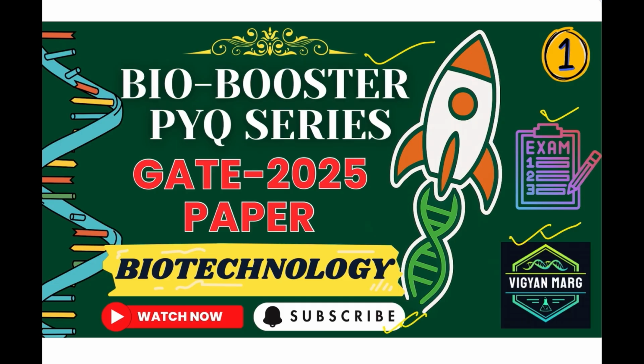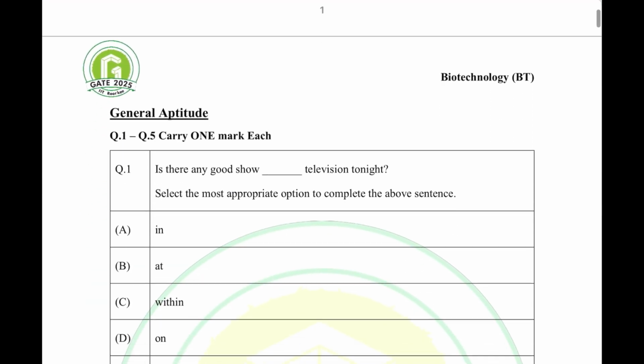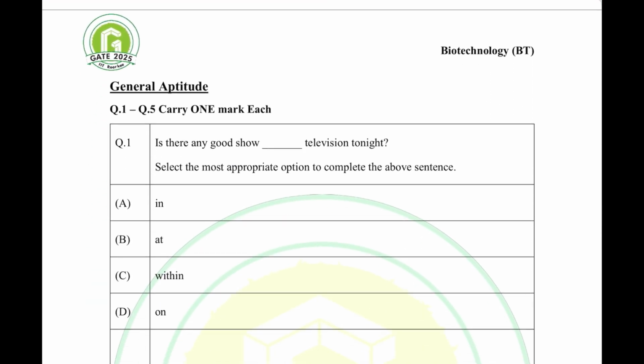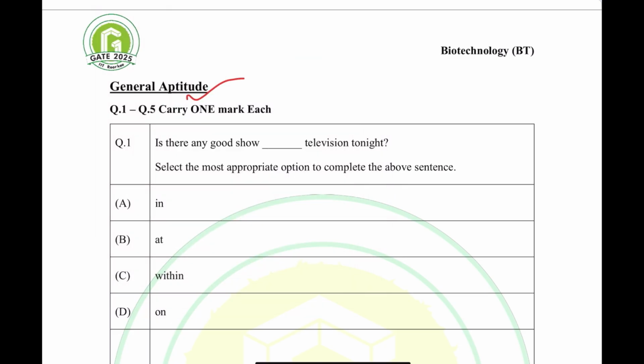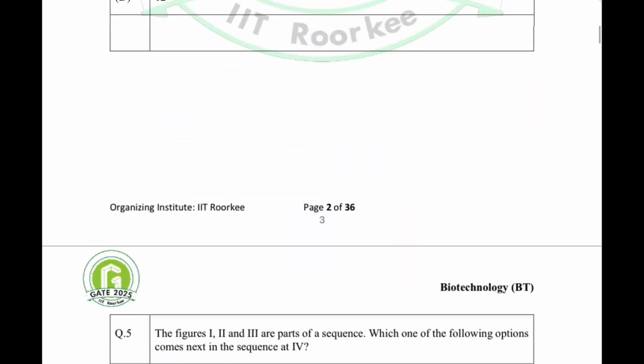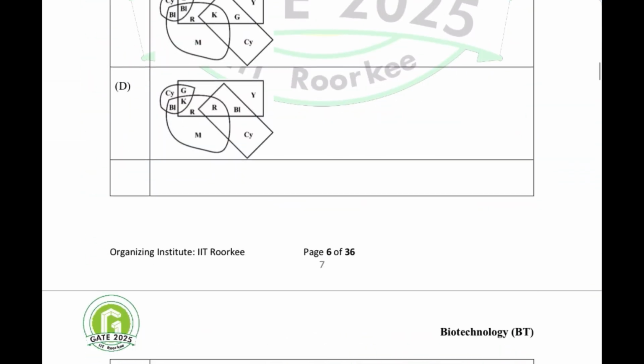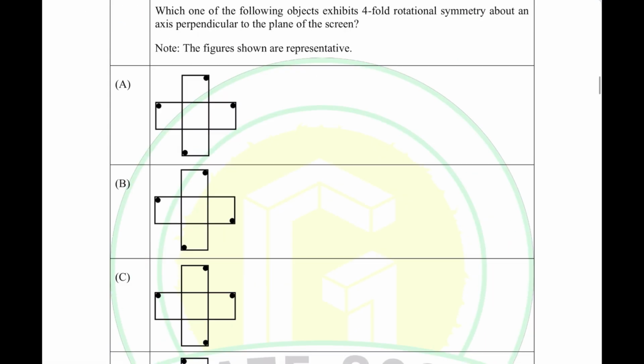Today we are starting with GATE 2025 paper. So let's get started with our first question. In the first section, you will find the general aptitude part, which we're going to discuss later on in a separate video. So for today, we are starting with the biology section.